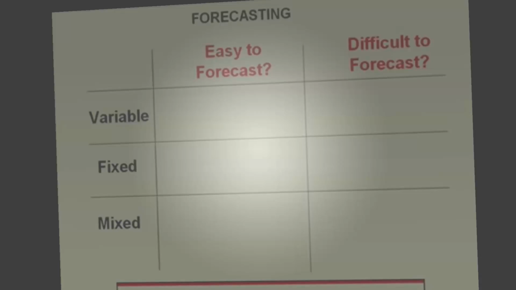Okay, if a cost is variable, the answer is it's easy to forecast. Why? For example, let's say you know something costs $10 per unit. Then the cost of making 1 unit is $10, 2 units is $20, 3 units is $30, and so on. So it's easy to forecast. How about if you know that a cost is fixed? Easy to forecast because a fixed cost, like rent, by definition doesn't change.